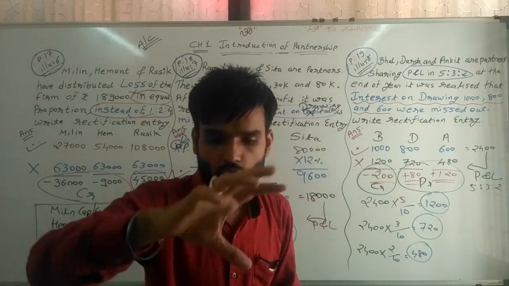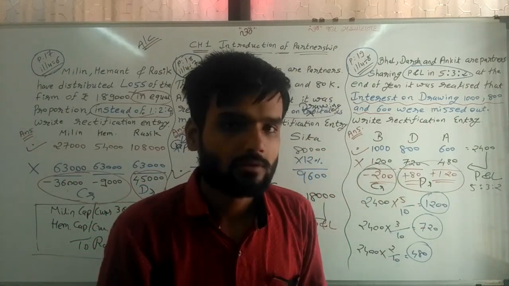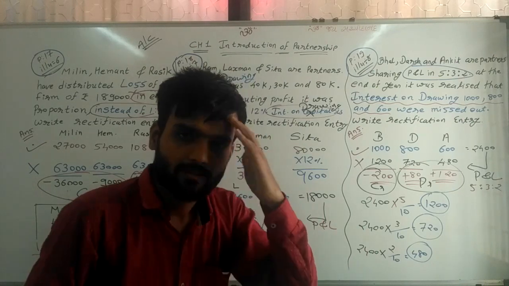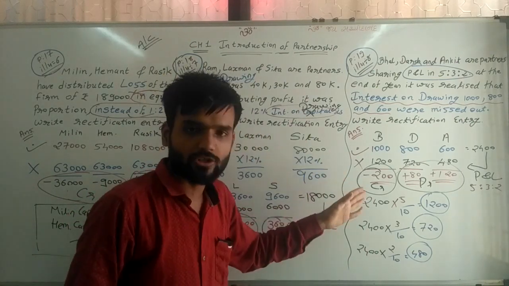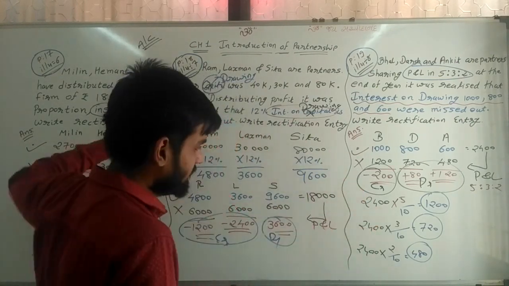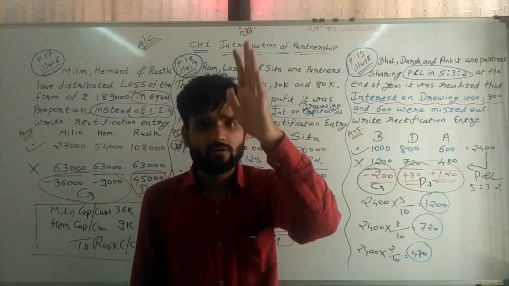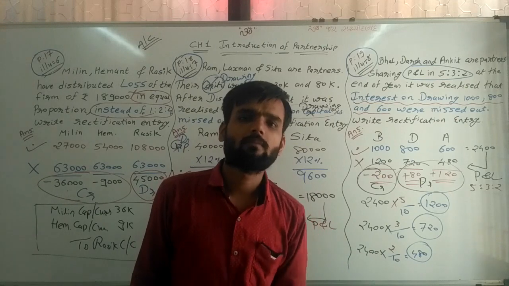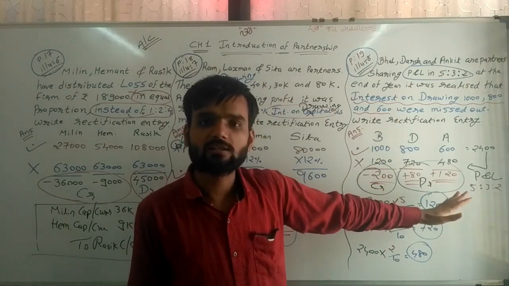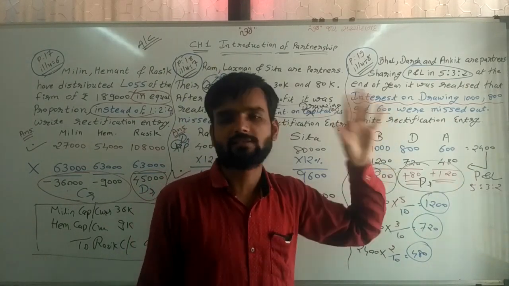In your textbook, different calculation is given. That's why try to understand this calculation. And these three sums are over now. Now you can calculate each and every sum up to interest, rectification and trace.